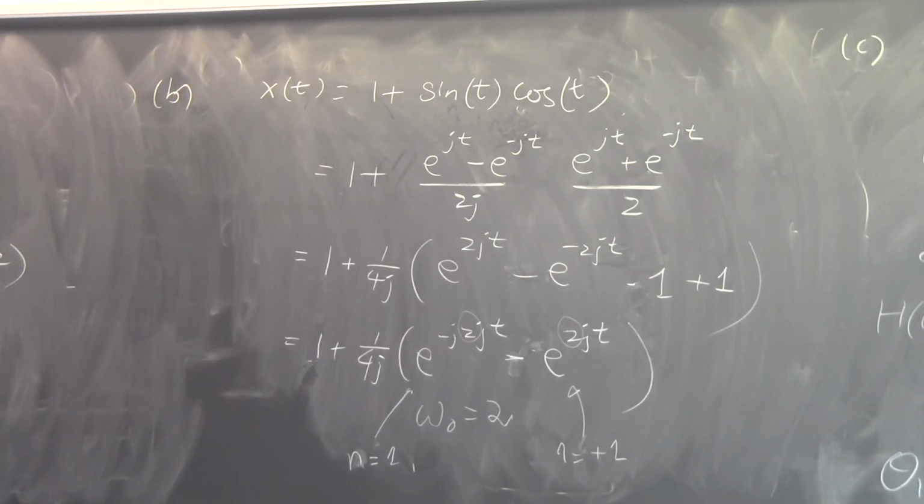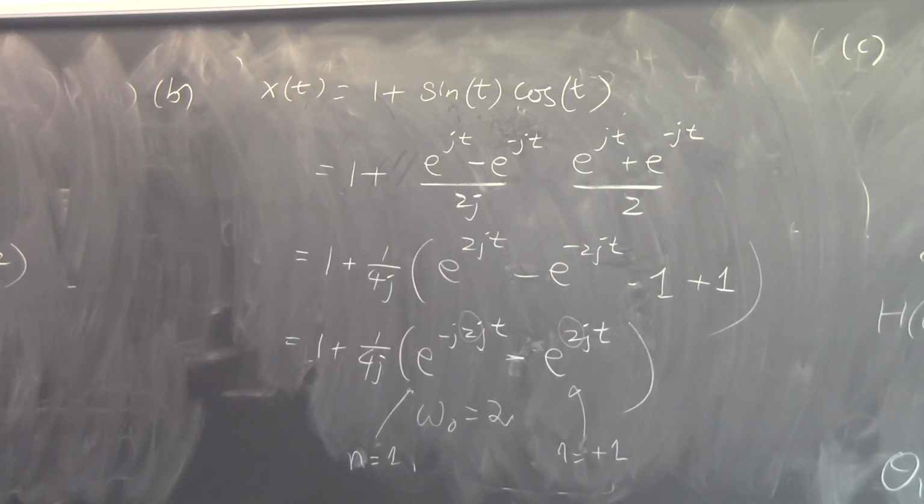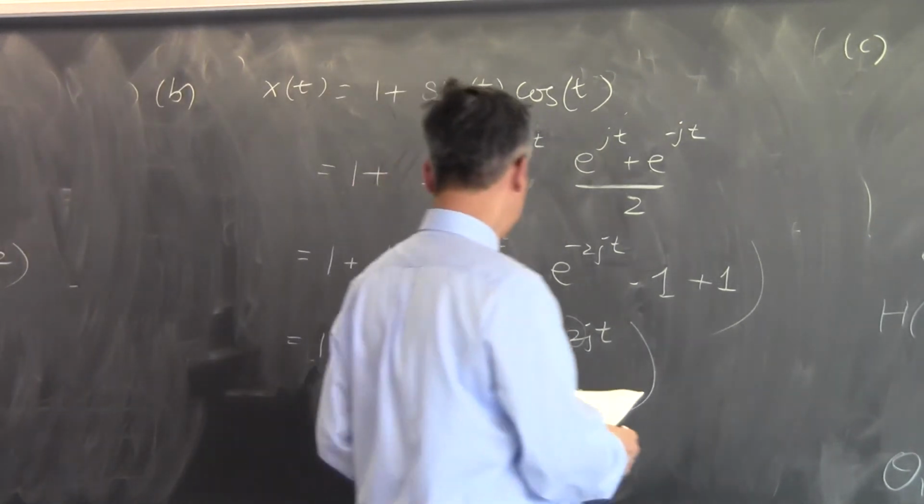Right. So the answer G1 is equal to 8 over pi. And g minus 1 is equal to minus 8 over pi. Okay? Those are the two answers for that part.